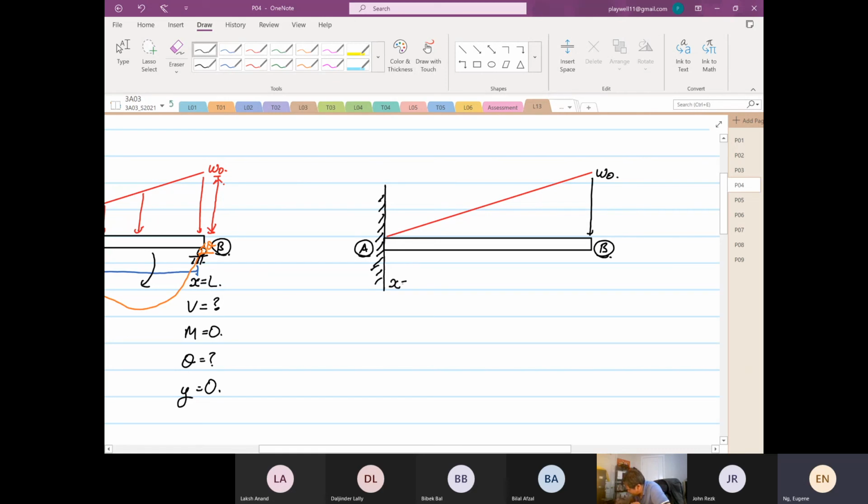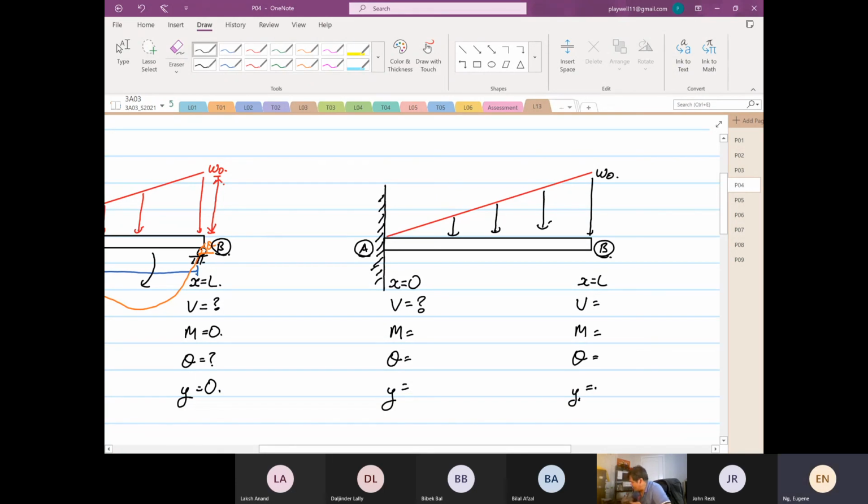So this is x is equal to 0, x is equal to L. This is our uniformly distributed load. So this will be our V, M, theta, Y. When x is equal to 0, for V, we have not a clue. We don't know what it is.